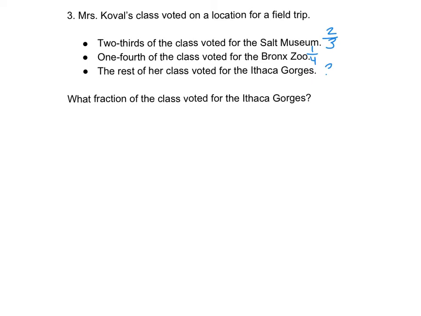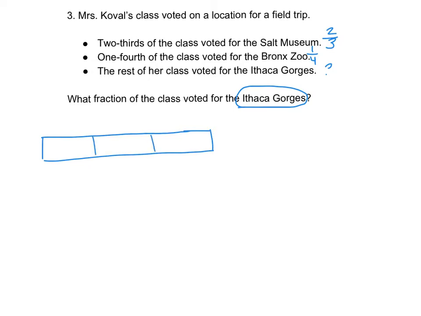I don't know. It doesn't give me a fraction, so I'm going to put a question mark. What fraction of the class voted for the Ithaca Gorges? Uh-oh, that's my unknown. So I'm going to draw a tape diagram. I know I'm going to have 3 sections. This is not to scale.